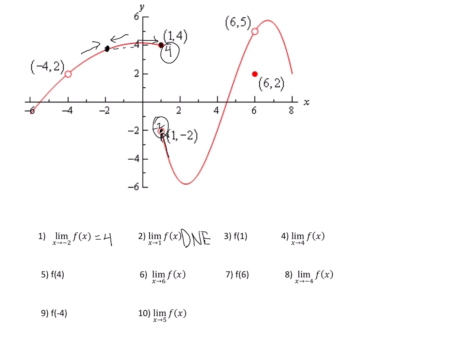F of 1, that's just a simple question. At 1, what is the value? So it is 4 right here because this hole does not count. So it's 4.